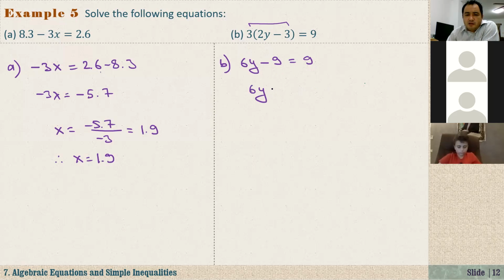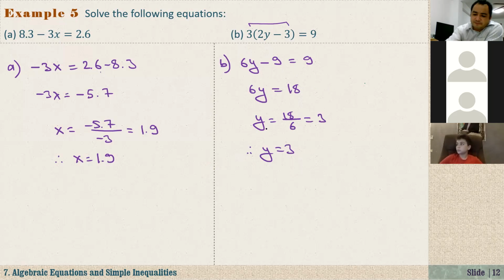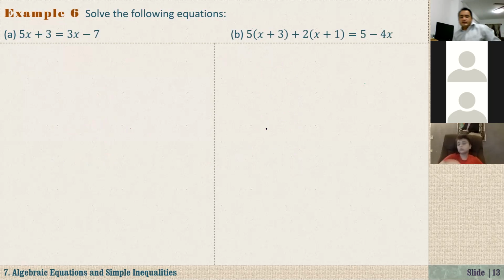So here we have 6y. Negative 9 plus 9 is 0. 9 plus 9, it is 18. So we know that y equals 18 over 6. That's equal to 3. The solution of this equation is 3. All right. Next, Selin.